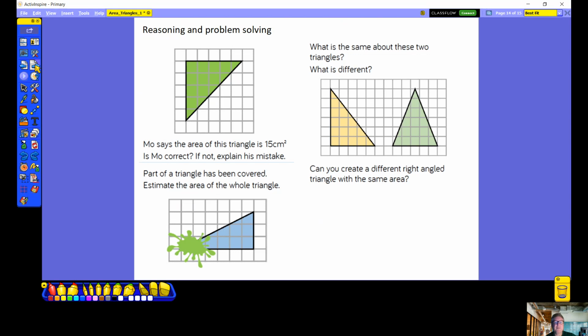And here's the reasoning and problem solving, which you want to pause and have a look at, because straight after will be the answers.